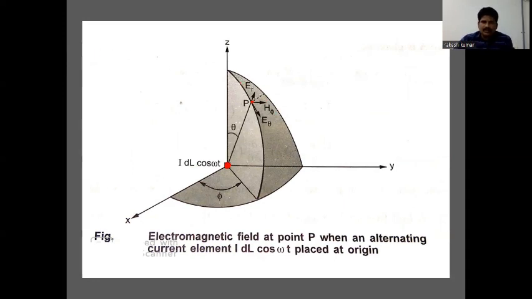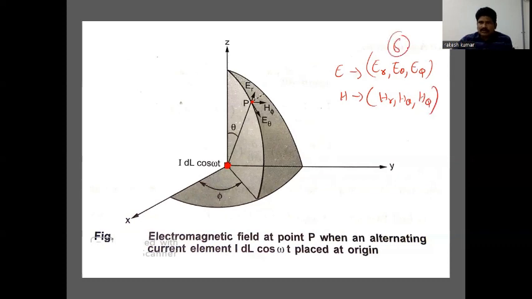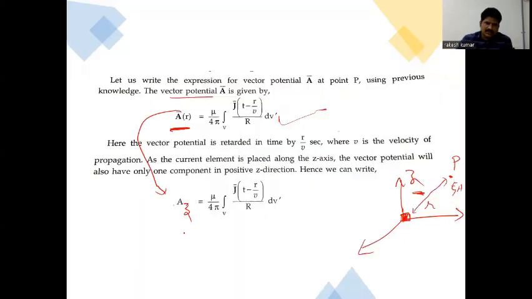Here at point P, you want to calculate the electric field and magnetic field. The electric field in spherical components has three components: E r, E theta, E phi. Similarly, the magnetic field has H r, H theta, H phi. Let us see how many of these six field components will vanish and how many will exist while we are deriving. Here is the expression for Az.